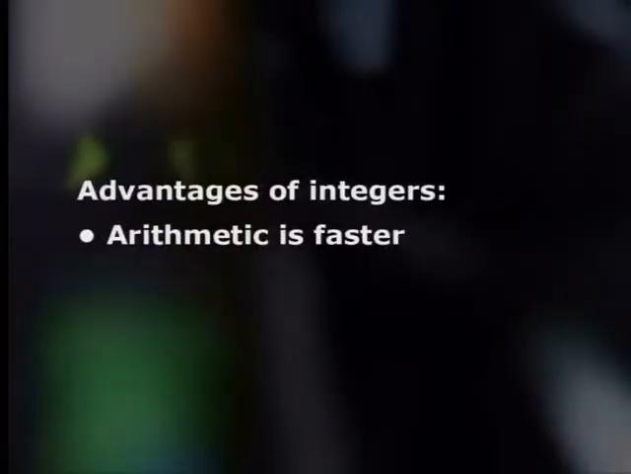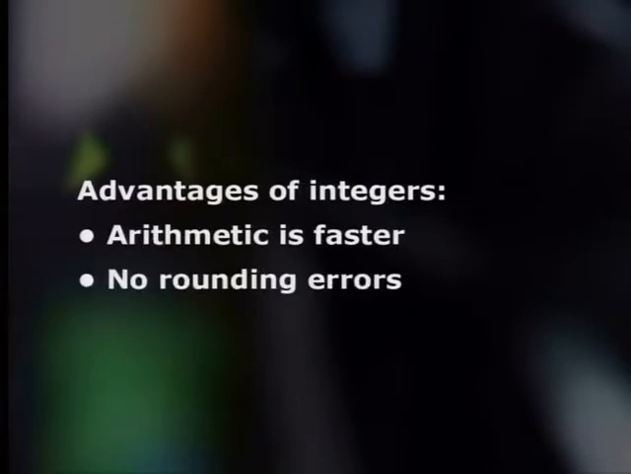Much more complex circuits are needed for floating point calculations than for integer calculations. That means integer arithmetic is faster. Another reason is that with integer arithmetic, there are no rounding errors.